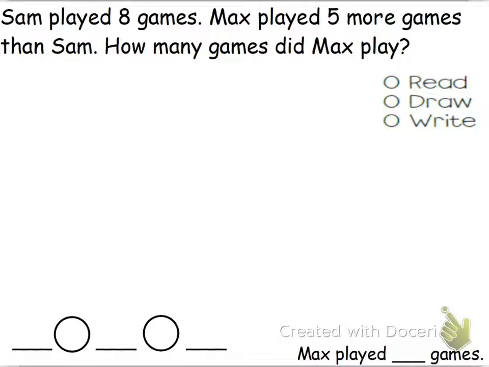Alright, guys. So it says Sam played 8 games. Max played 5 more games than Sam. How many games did Max play? If you're solving on your own, you can pause it. Remember, think about what it's telling you, what it's giving you. Do your double tape diagram. Do your number sentence and your statement.